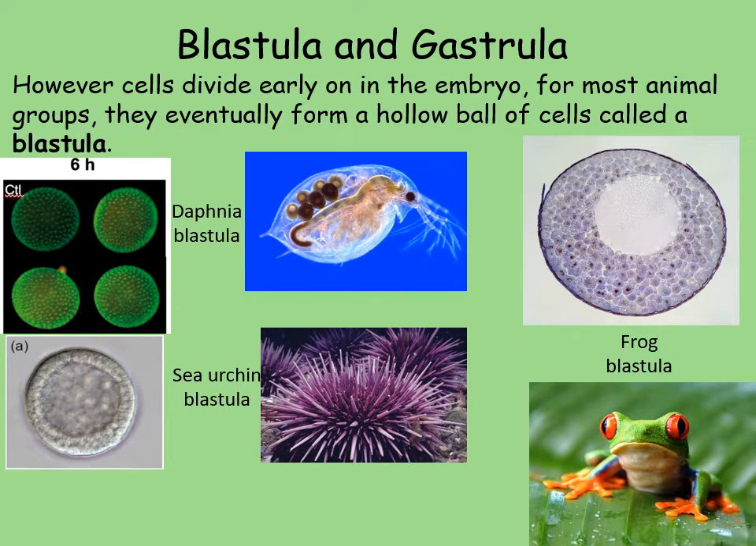However cells divide, the orientation of the cells early on in an embryo, for most animal groups, they eventually will develop into a stage called a blastula, which is a hollow ball of cells. And you can see here some nice pictures of blastulas. This is from Daphnia, which is a crustacean. We also have a sea urchin blastula that you would have seen if you watched the lab video that I posted on embryology, and then a nice frog blastula here on the right, which I also had a similar picture of in the lab video.